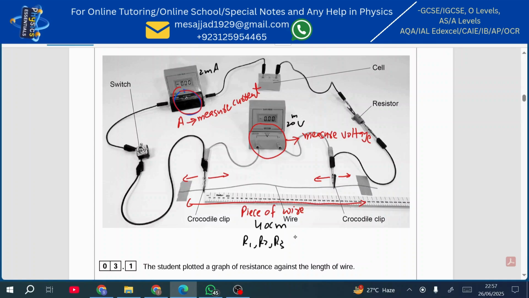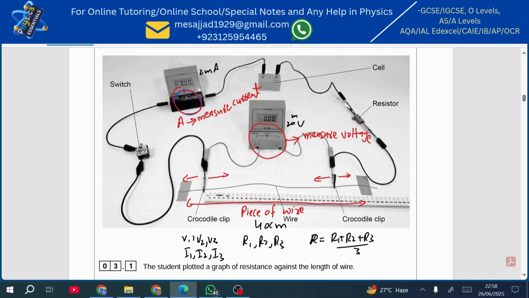And when you get the three voltage readings V1, V2, V3, and three readings for the current I1, I2, and I3, you need to get the mean: R1, R2, and R3 divided by 3. And what is the purpose for doing this? Because when you do this, your error in measurements is always reduced.